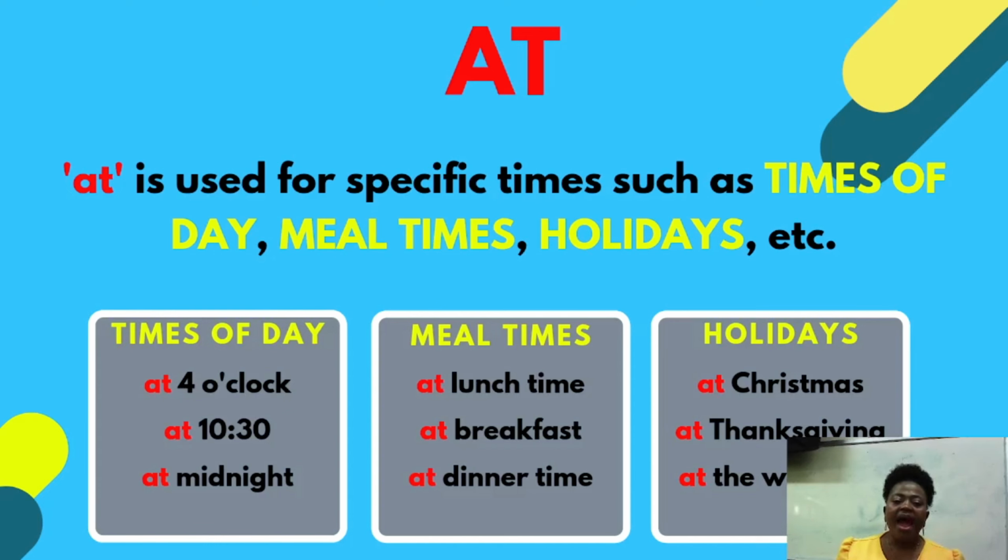Now, at is used for specific times such as times of the day, meal times, holiday times, etc. For example, times of the day: at 4 o'clock, school closes at 4 o'clock. At 10:30, I have lunch at 10:30. At midnight, I sleep at midnight. And the second one is meal times.